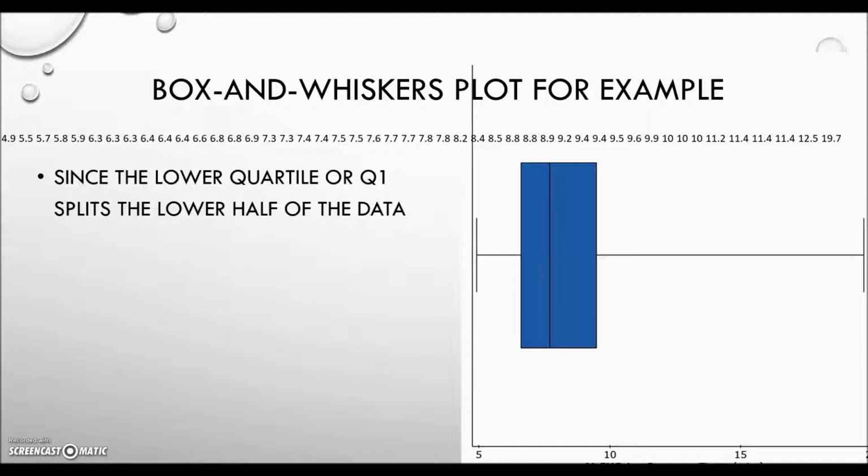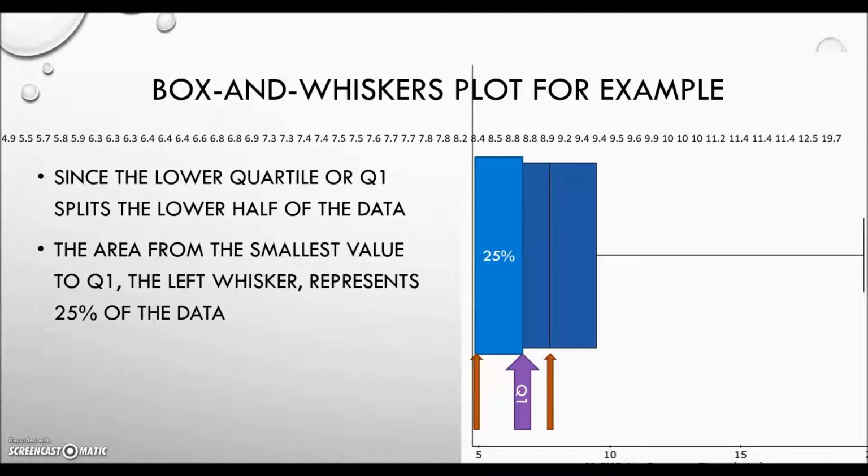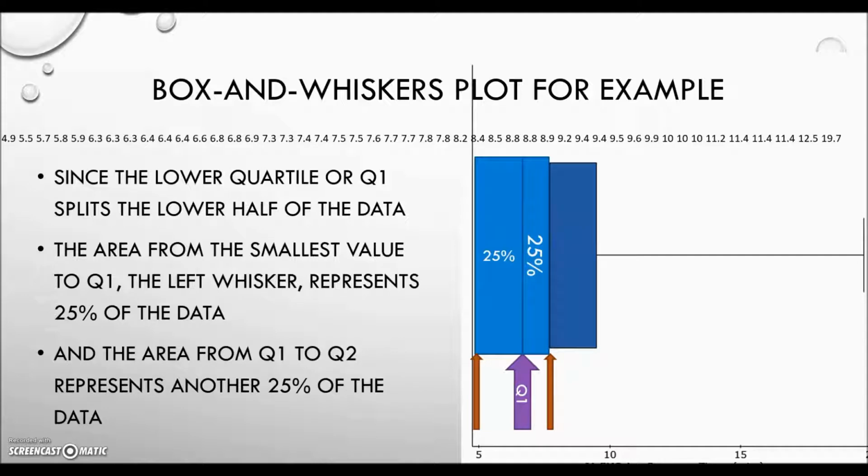Since the lower quartile or Q1 splits the lower half of the data, the area from the smallest value, or the left end of the whisker, represents 25% of the data. And the area from the first quartile value to the median represents another 25% of the data. And you can see here from this example that they are not necessarily the same width. We'll talk more about that in a bit.